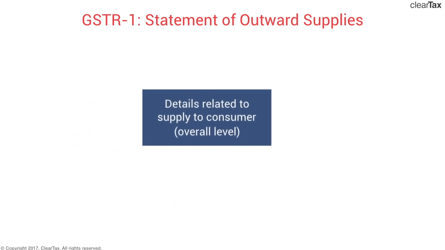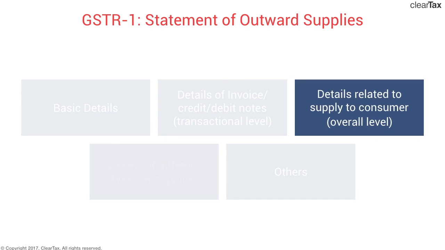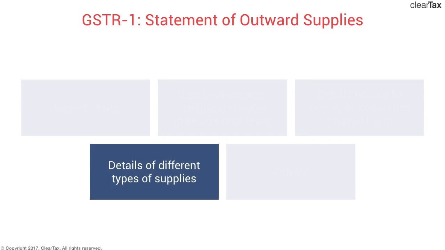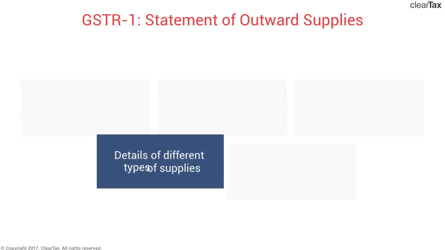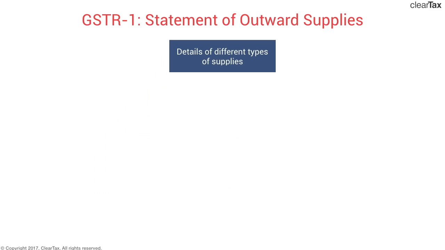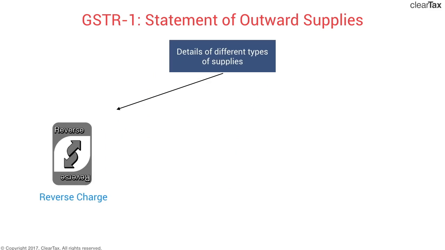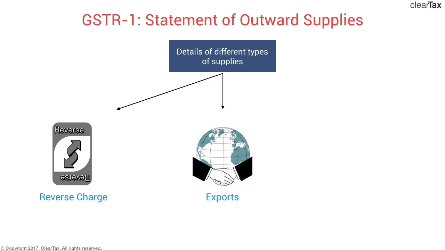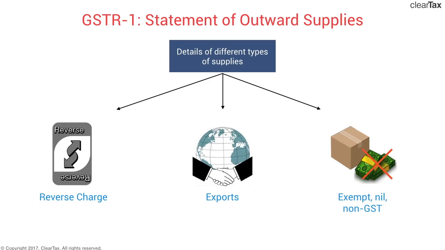That's the third category. Moving on to the fourth one, details of different types of supply. There are three types of supply that the return asks you to specifically call out. Those under reverse charge, exports, and supplies which are exempt, nil, or do not attract GST at all. Let's take up the first one, reverse charge.